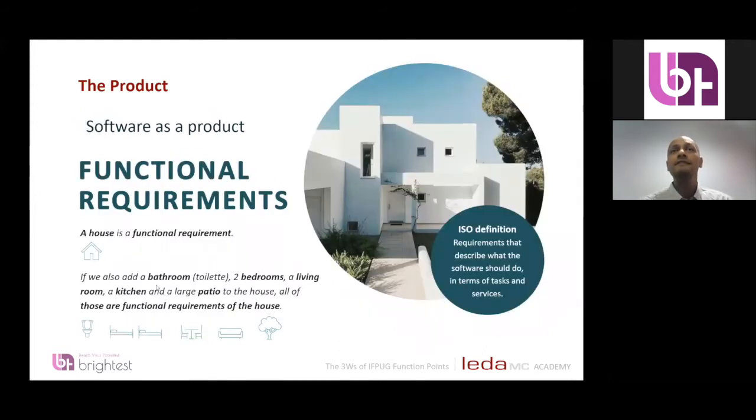The ISO defines the functional requirement as something the application should do in terms of tasks and services. As an abstract example of a functional requirement, we can have this house, okay? We can add a bathroom, 2 bedrooms, a living room, a kitchen, a patio, okay? A patio could be large or small. But all of those are functional requirements of the house. And those requirements are telling us what to do, what to develop, not how to do it, okay?